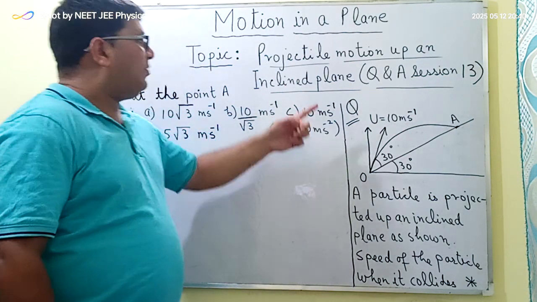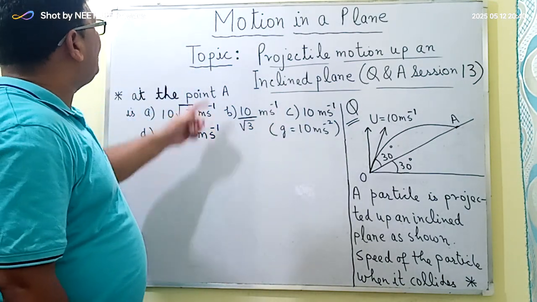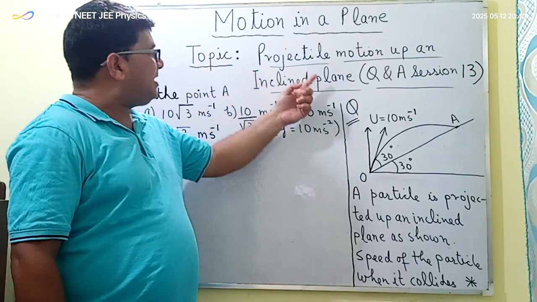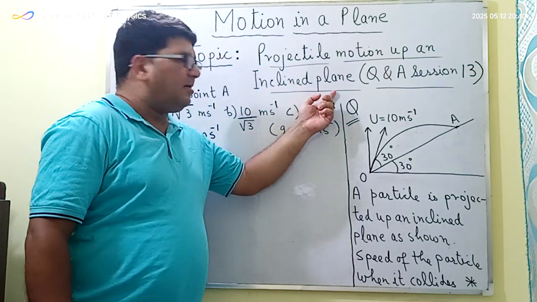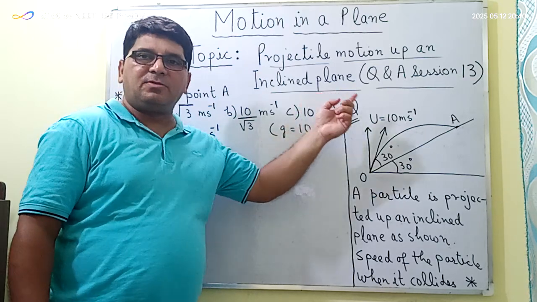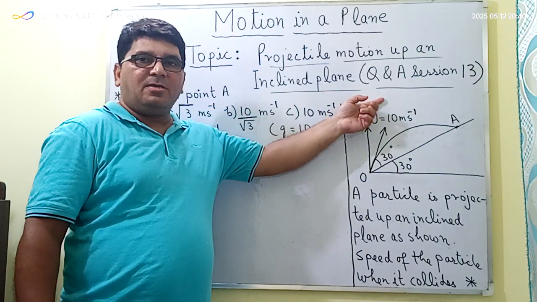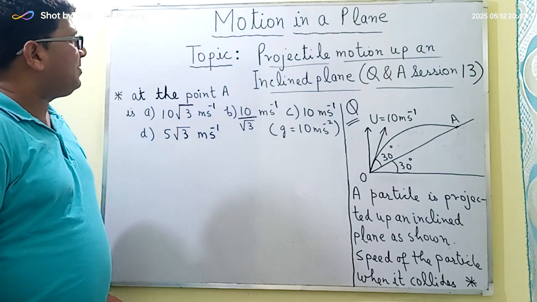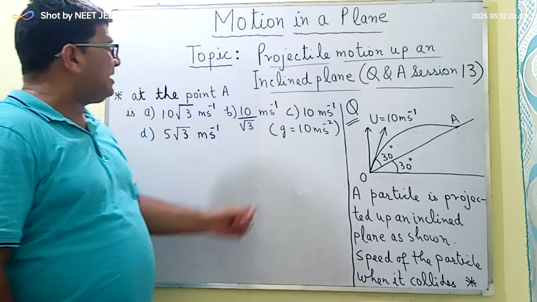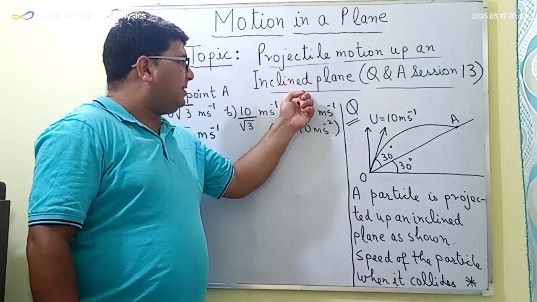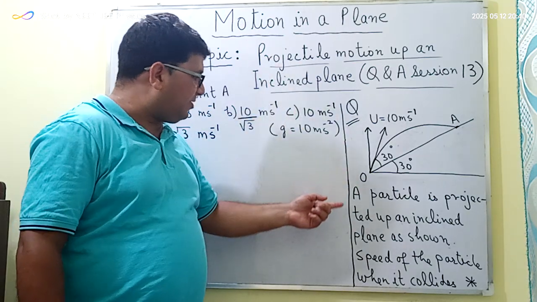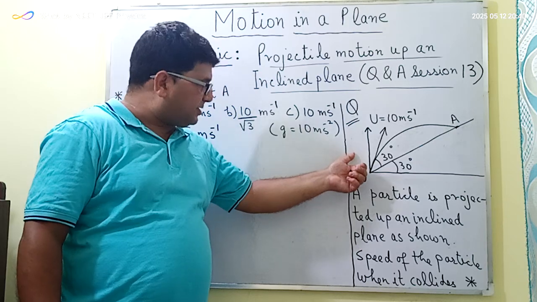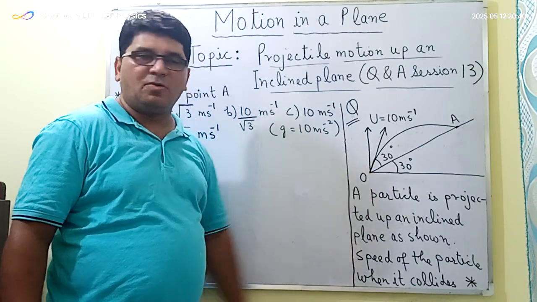Good evening and welcome to the Q&A session 13 from the chapter of motion in a plane. The topic is the projectile motion up an inclined plane, and this session is a continuation of session number 12. In session number 12 we studied some of the basic formulas pertaining to the motion of a projectile up an inclined plane, and based on that session I have selected one question for this session, which is written here on this board.